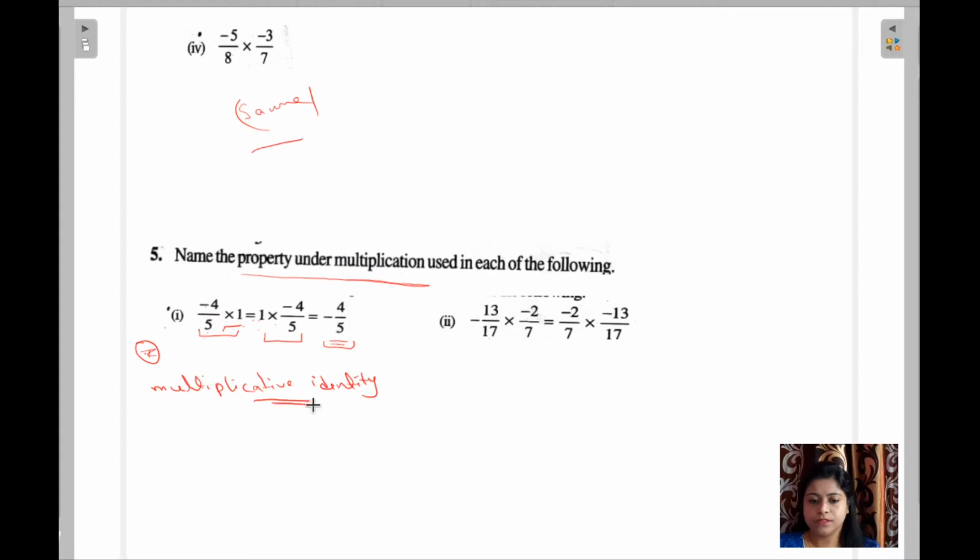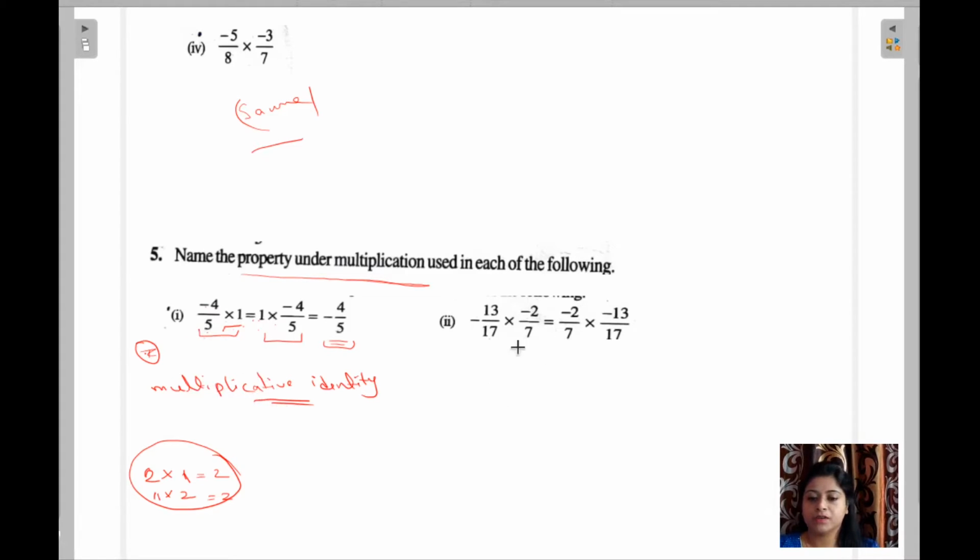So what is the multiplicative identity? When we multiply any number with 1, we get the same number back. Suppose we take an example, say 2. If we multiply 2 with 1, we get 2. Or if we write 1 in the first place and then 2, that means 1 multiplied by 2, then also we get the answer 2. That means 1 is working like a mirror. If we multiply any number with 1, we will get the same number only. That's why it is called multiplicative identity. So this property we have used in number 1.